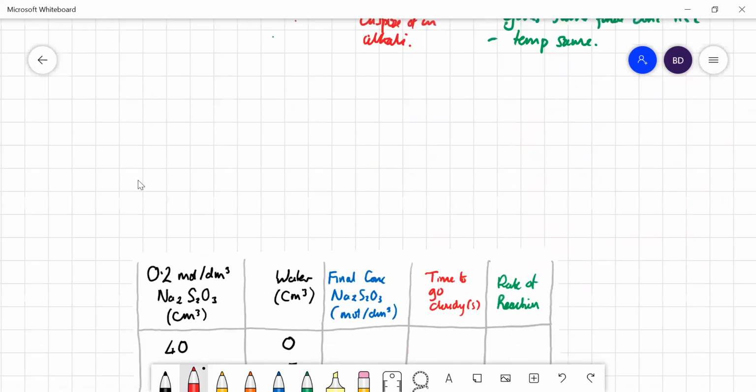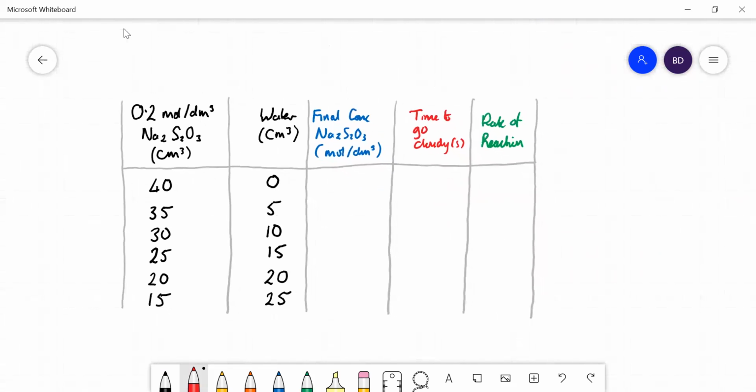Okay, so let's look at the results, and how we do the experiment. We have the table down here. You're doing 6 different runs of the experiment, and you are changing the thiosulphate concentration by adding different volumes of thiosulphate and different volumes of water. And if you check the final volume in every case, the total volume is always 40 centimeters cubed. So that was important to make it a fair test. And you're going to add to that 10 centimeters cubed of HCl every time to start the reaction.